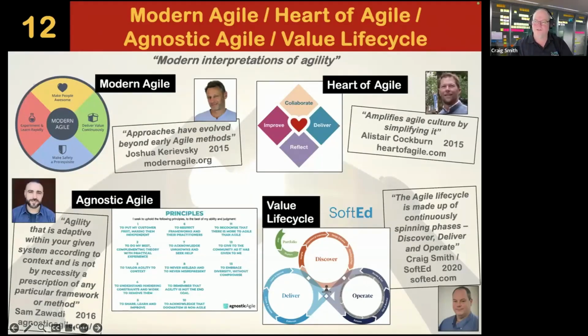Alistair Cockburn was also concerned about where Agile was going, and again, this is nine years ago, and tried to boil the heart of Agile down to four words: collaborate, deliver, reflect, and improve. Sam Zawadi, who was originally out of the UK but is now based in Australia, popularized this idea of agnostic Agile, which is really looking at different frameworks. And even here at SoftEd, we've tried to simplify the way the life cycle looks, boiling it down to four different things, but really realizing that it's not linear; it's actually continually spinning.